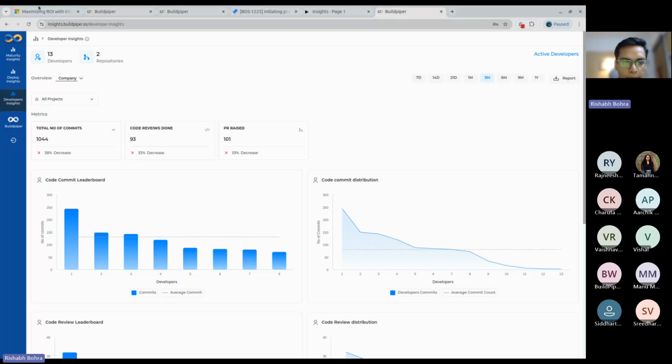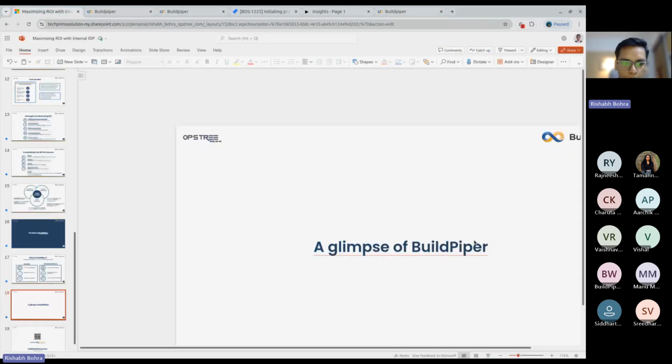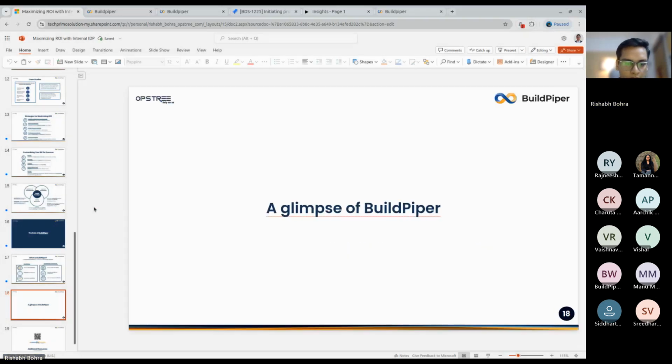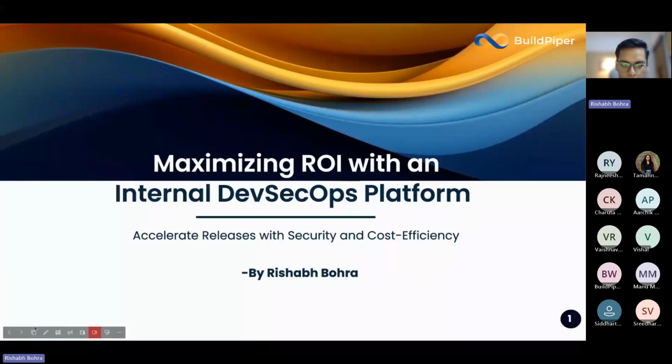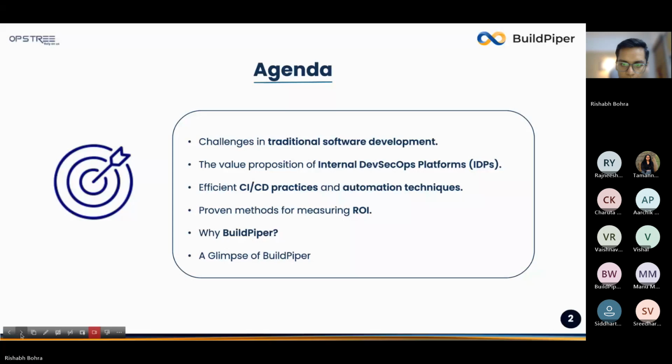With this, let me switch back to the presentation with the final remark. Yes, let me present it once again. Not sure whether, yeah, it is starting from the beginning. Let me go till the end.